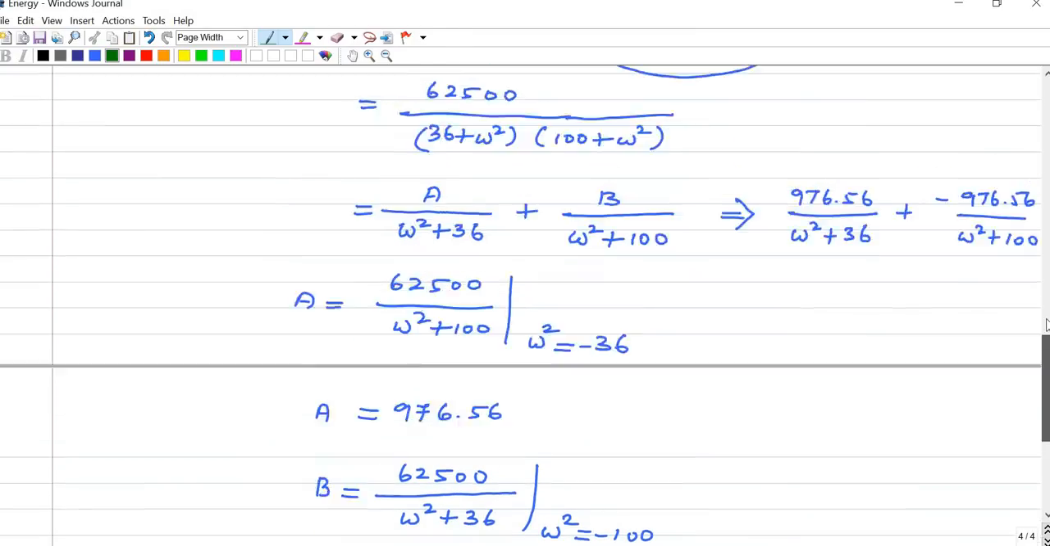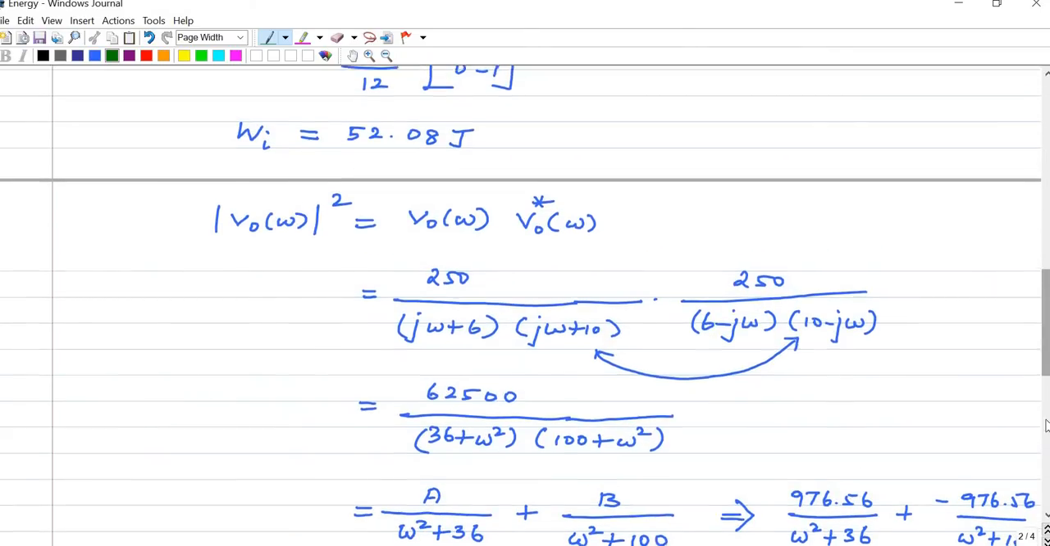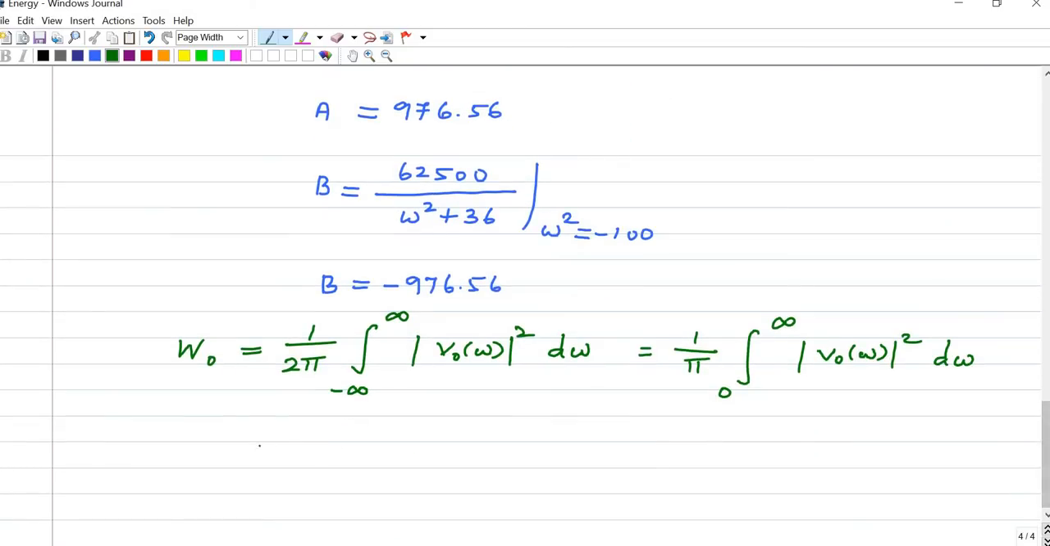Substitute absolute V naught of omega, the whole square. That is what we have here. Let us substitute that.